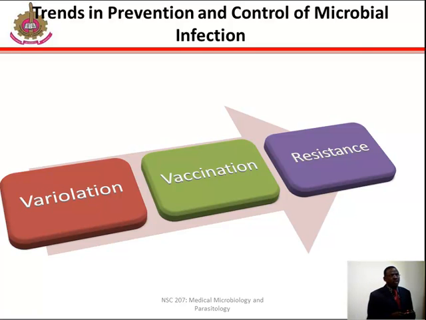Later, vaccination was developed by Edward Jenner in 1700s, and by that time, cowpox was what he used to develop his vaccination. When that was done, it created room for prevention of certain microbial infections through vaccination.